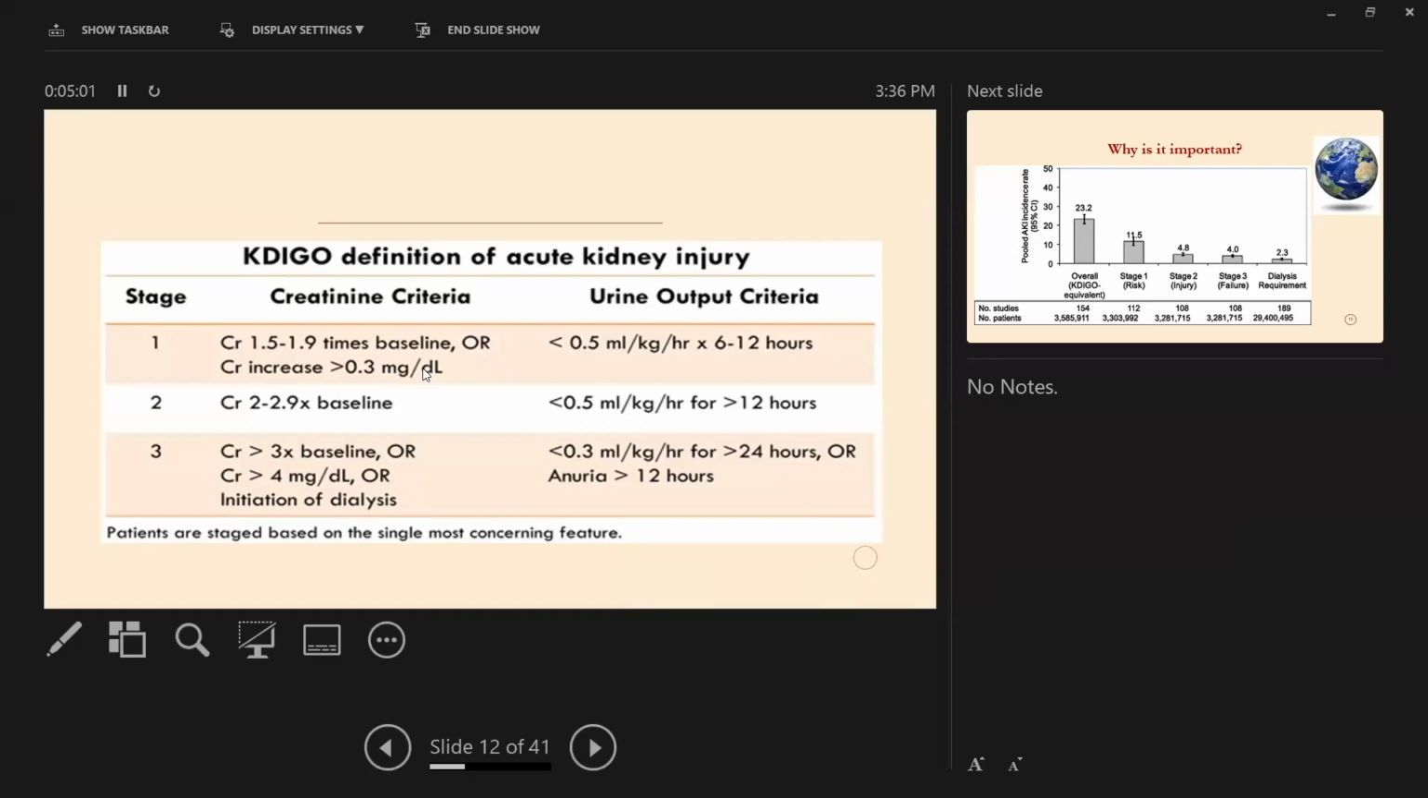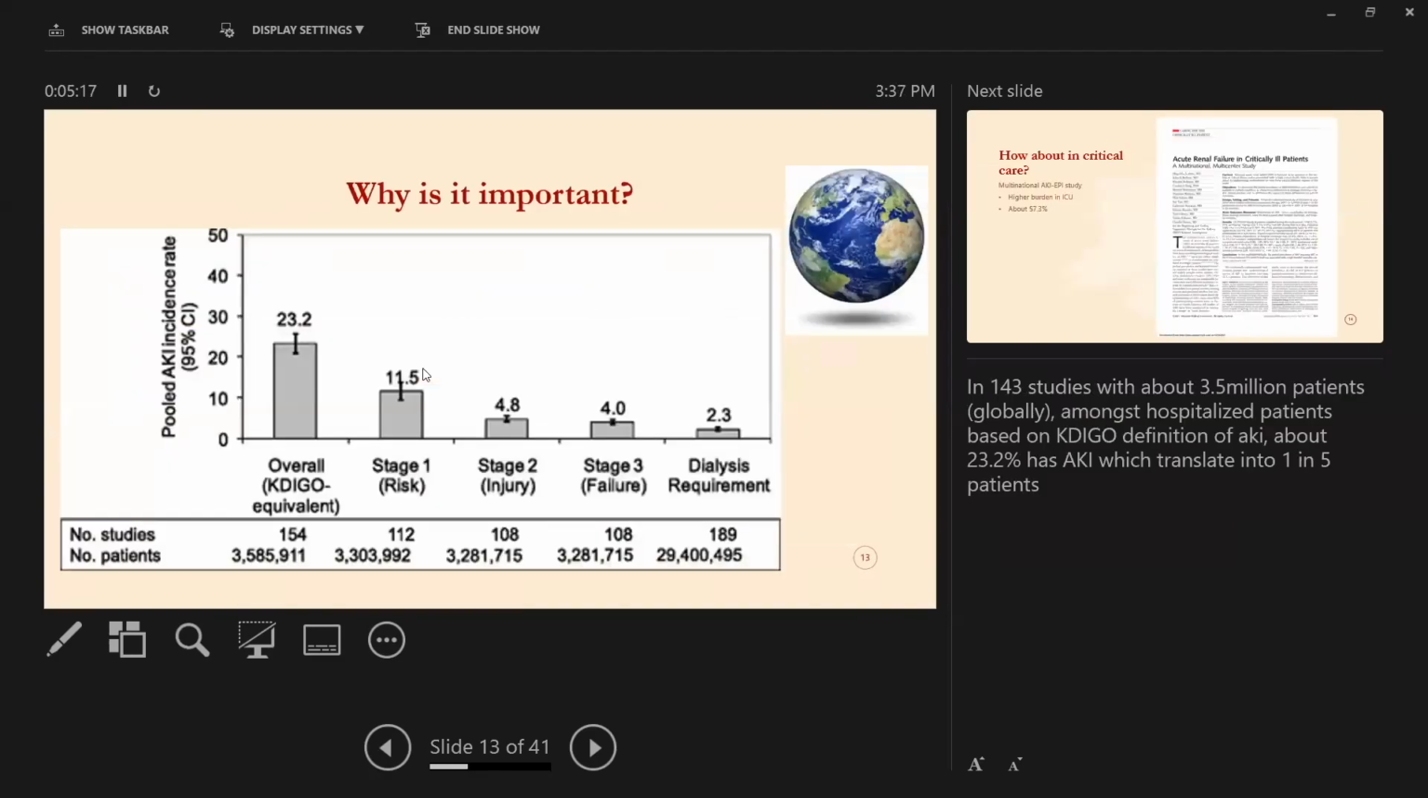Stage 3 is creatinine more than 3 times baseline, or creatinine more than 4 mg per deciliter, or initiation of dialysis, with urine output of less than 0.3 ml per kilo per hour for more than 24 hours, or anuria for more than 12 hours.